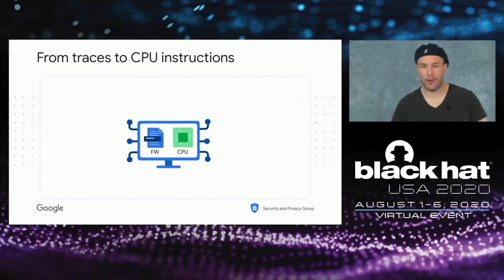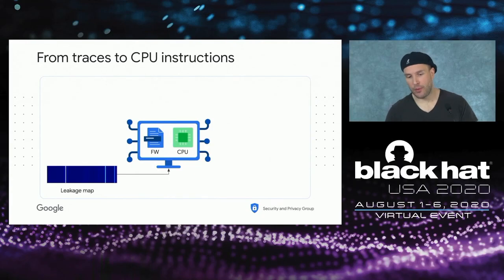The first thing we need to do is, as I said, go from the traces to CPU instructions. So the CPU instructions are going to depend on two things. The first thing is what type of CPU you're using. So we're using an ARM, so we need to know for each instruction how many cycles it takes. Then we need the firmware, which is basically the compiled version of the code, which tells us which instructions are executed. We need to feed in the leak map, which tells us which points are important for us.